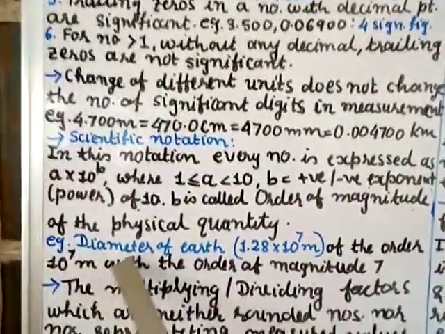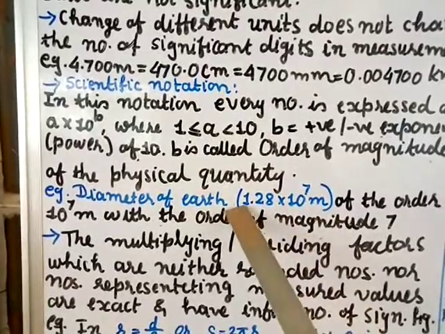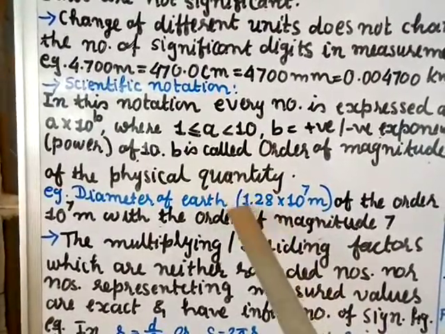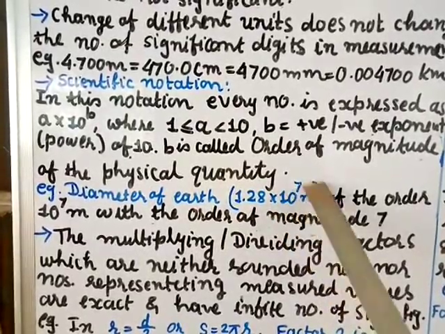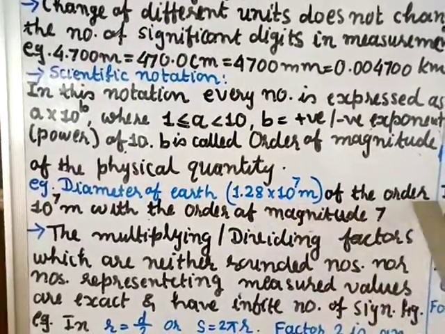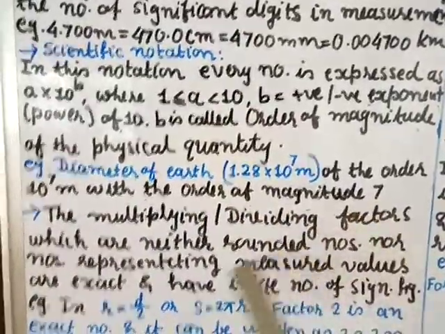Okay, example: diameter of earth is 1.28 into 10 power 7 meter. So this number is between 1 and 10. Okay, this is a and this is b. So this 7 is called the order of magnitude. 10 power 7 meter, with the order of magnitude 7.